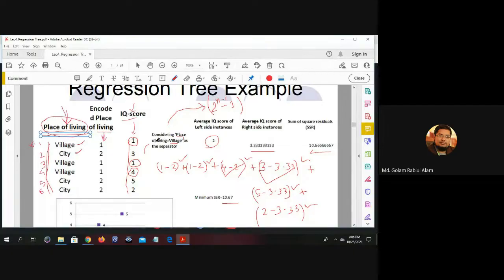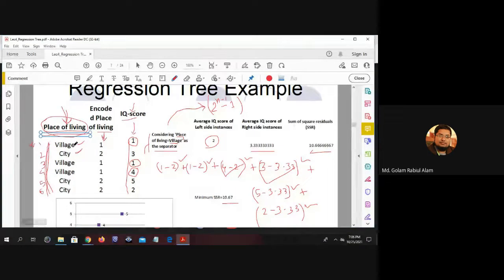So that's why we are considering place of living, village, as the separator. If we consider the place of living as the separator, that means these values are not numeric values.